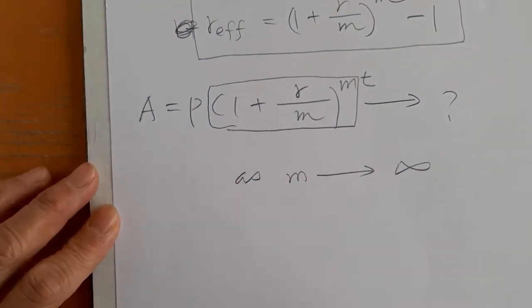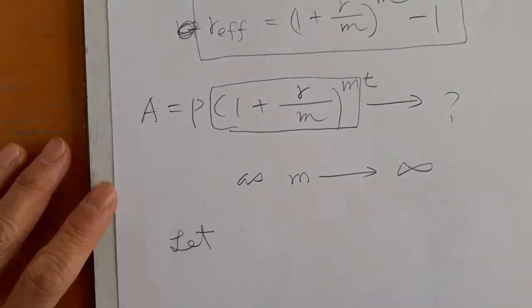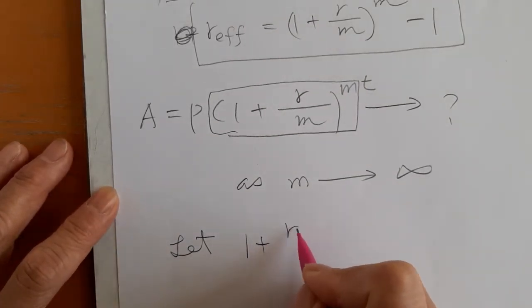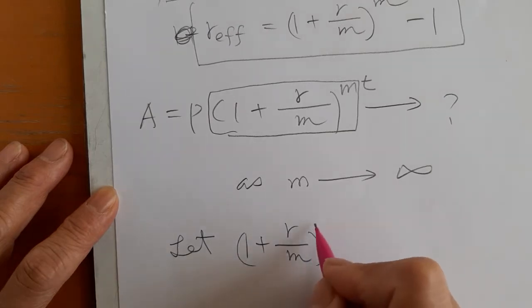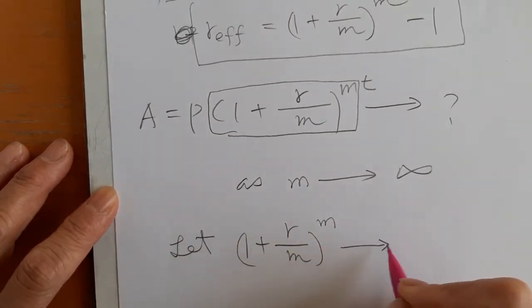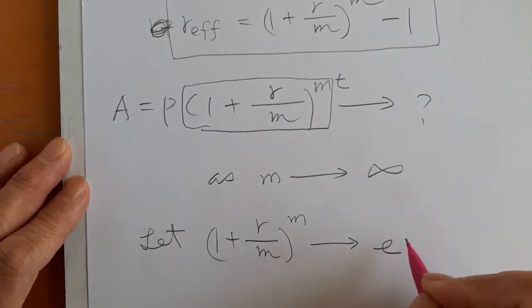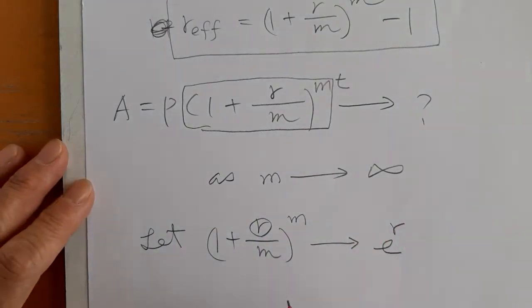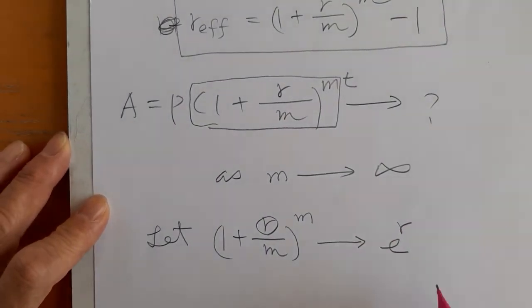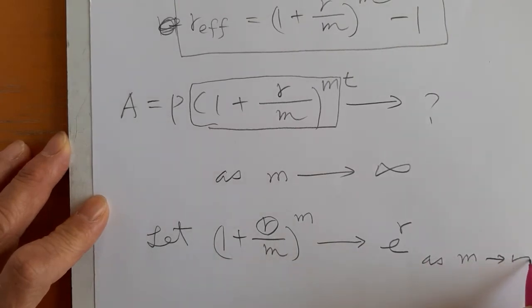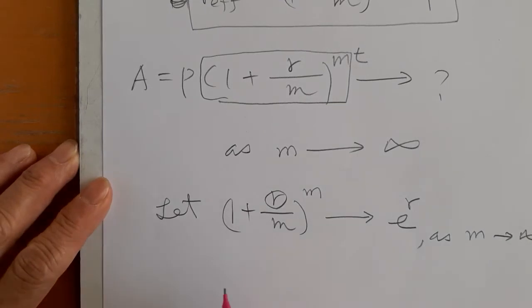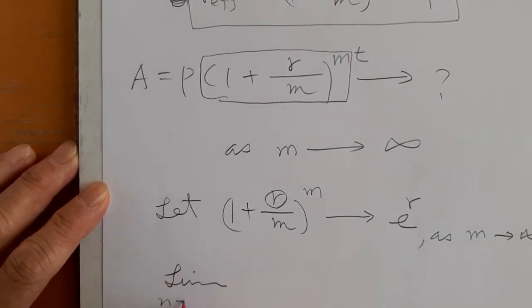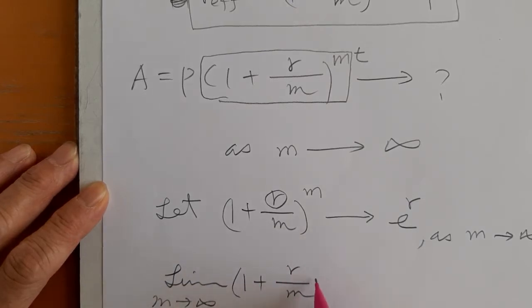We are going to let 1 plus r over n to the power n approach a number, that number e to the power r, where r is the interest rate, as m goes infinite. So we can write it as limit, m goes infinite, 1 plus r over n to the power n equals e to the power r.